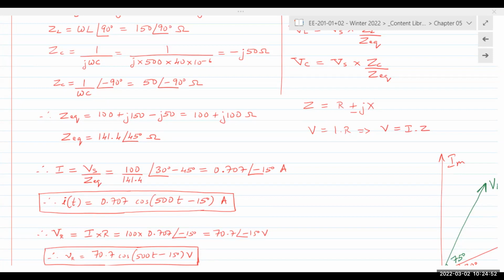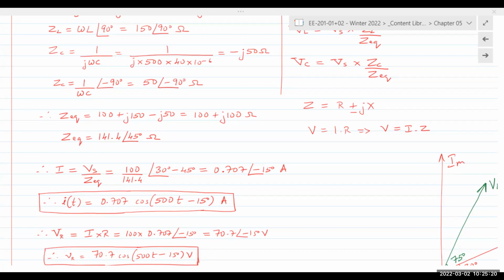So for DC, we only have to find the magnitude. For AC, we have to find magnitude and phase. We can ignore frequency. Frequency does not change. It'll always be the same frequency. Any other questions? Any other questions at all?